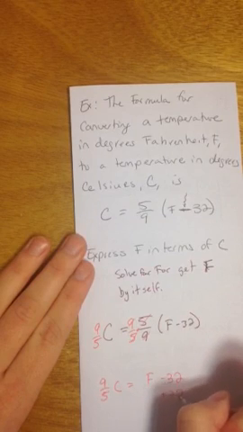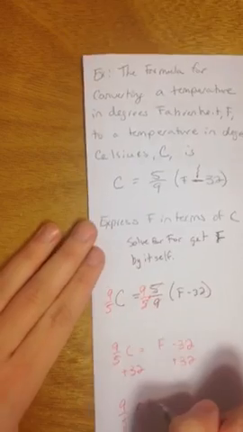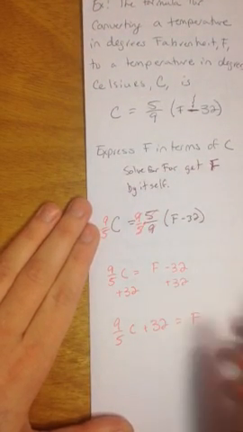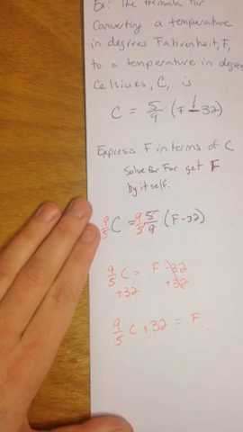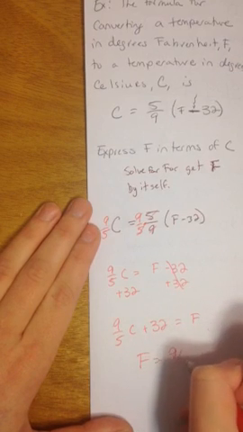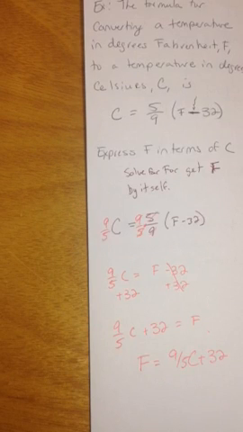Now I can add 32 to both sides. So I get 9/5 C plus 32 equals F. I just added 32 to both sides. This cancels, so I get F equals 32 plus 9/5 C. And just to write it nicely, so that what I have solved for is on the left, F equals 9/5 C plus 32.